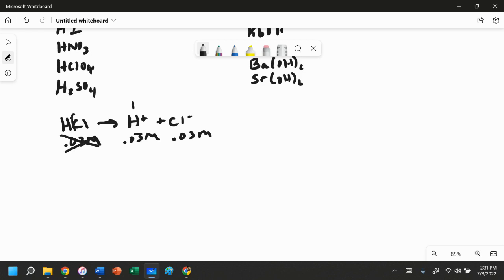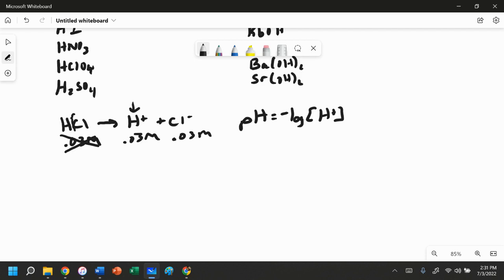And now, since we know the concentration of the hydronium ions, the hydrogen ions, we can calculate pH very easily because pH is equal to the negative log of the hydronium concentration. And remember, we can write hydronium as H positive or H3O positive, either way. So if we know the concentration of H3O or H positive, then we can calculate pH.